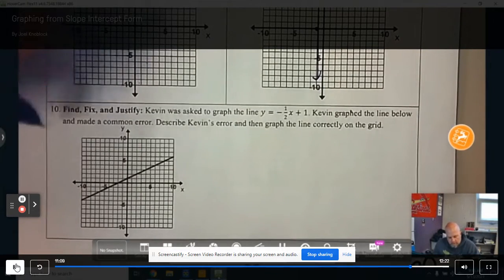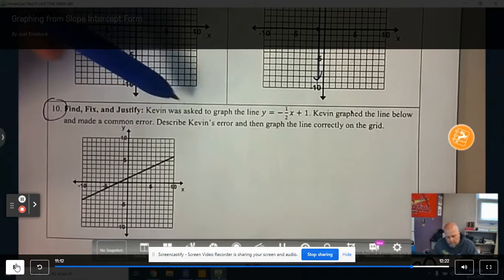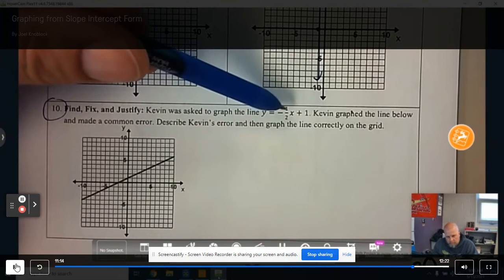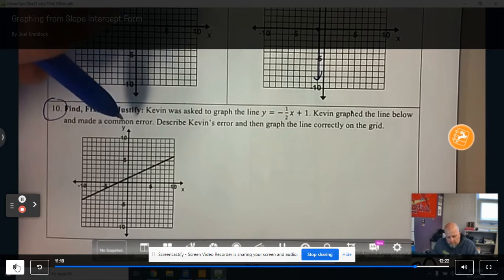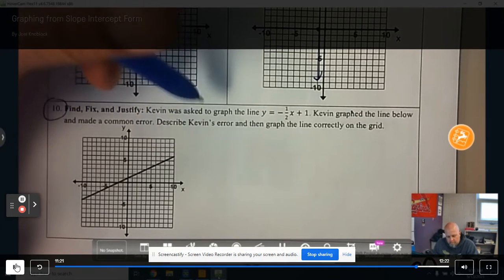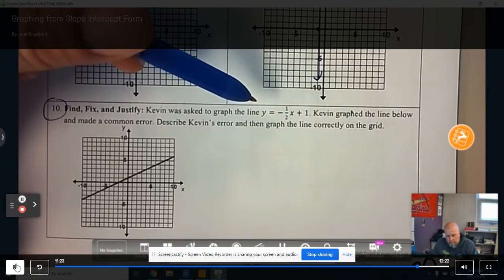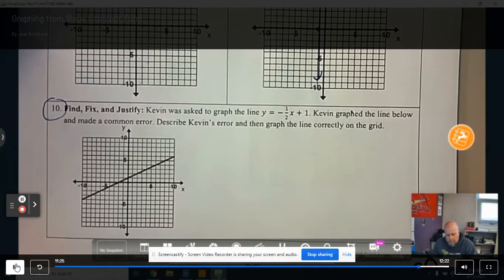Okay, number 10, it says find, fix, and justify. Kevin was asked to graph the line y equals -1/2 x plus 1. Kevin graphed the line below and made a common error. Describe Kevin's error and then graph the line correctly on the grid. Okay, you guys go ahead and figure that one out.